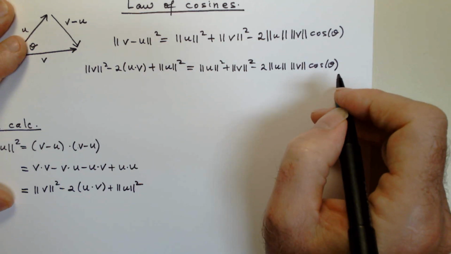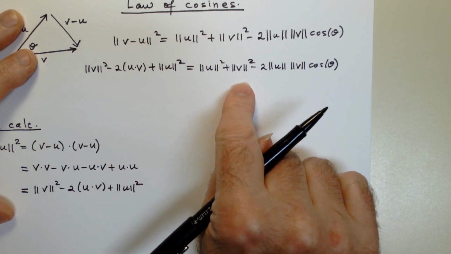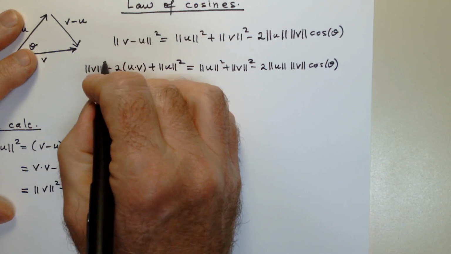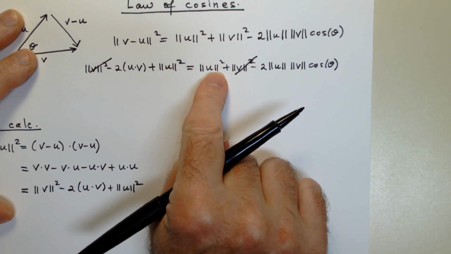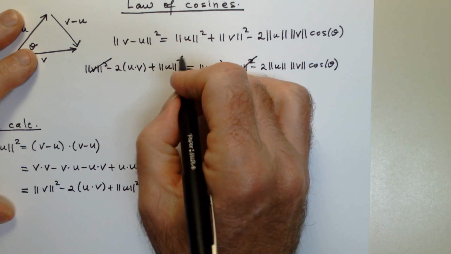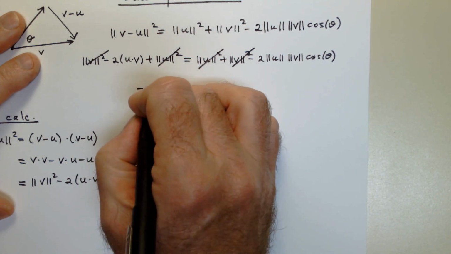Now let's see what kind of cancellation ensues. We have a length of v squared on this side and a length of v squared on this side, so we can cancel those from both sides. We've got a length of u squared on this side and a length of u squared on this side. And cancel those. Let's take a look at where we are.